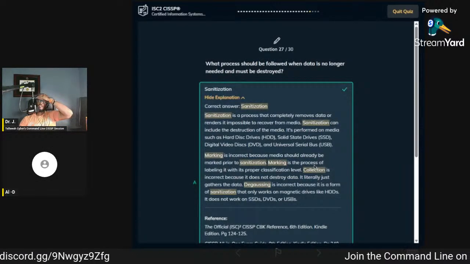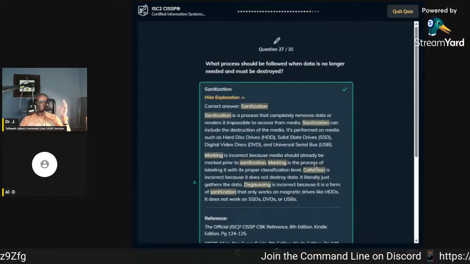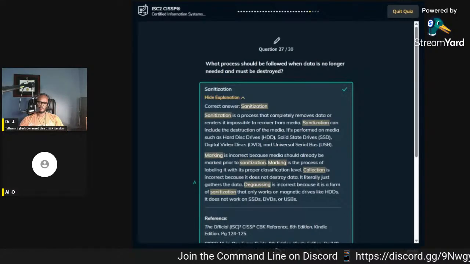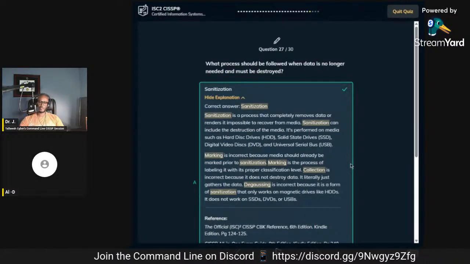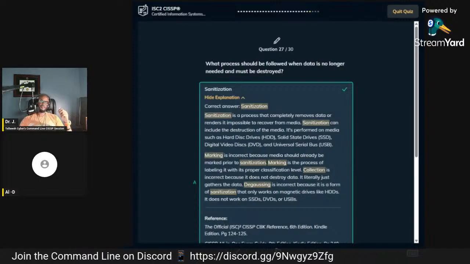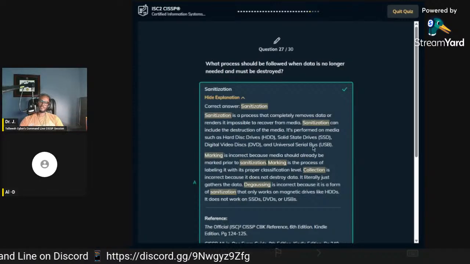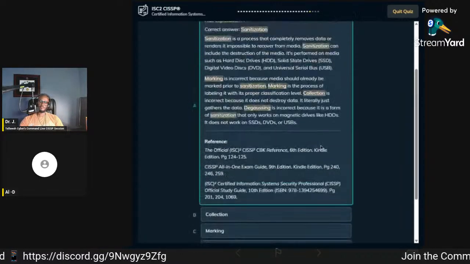So marking is incorrect because it should already be marked prior to sanitization. Marking is the process of labeling it with the proper classification. Sanitization is the correct answer here.